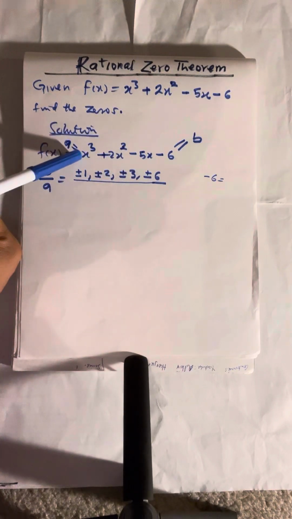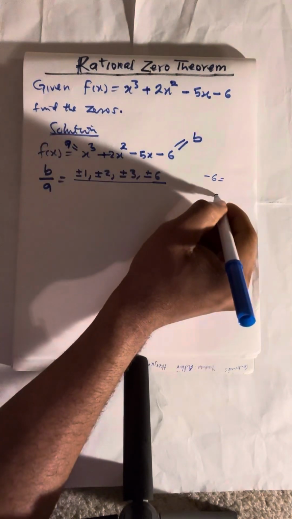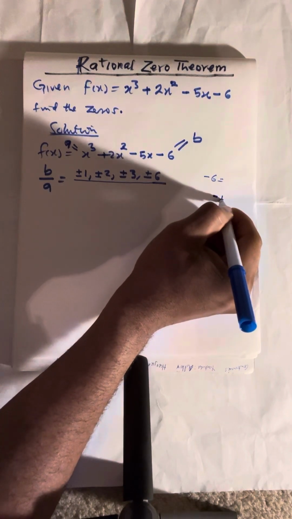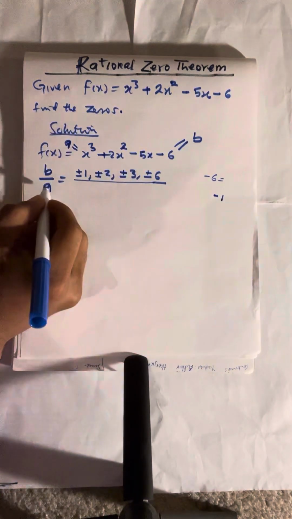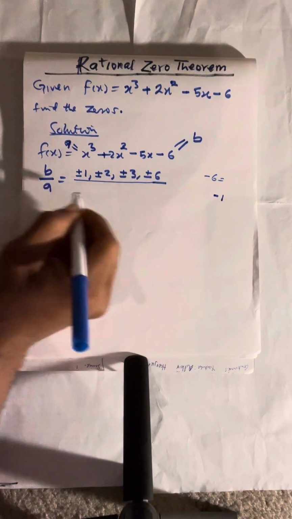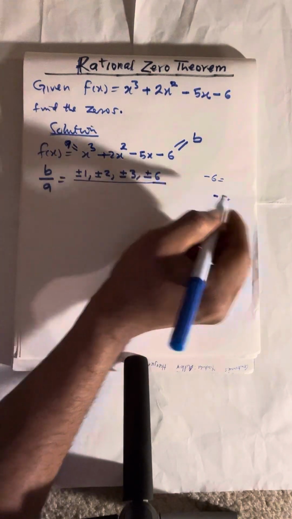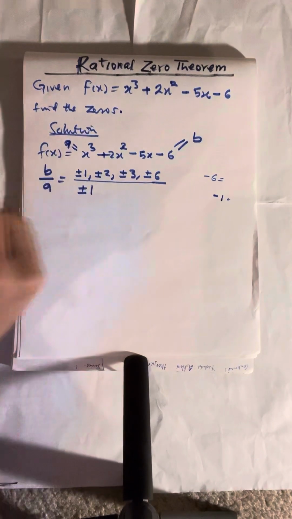We'll do the same thing for a. So what are the factors of minus 1, which I've associated with a? It is only plus or minus 1.